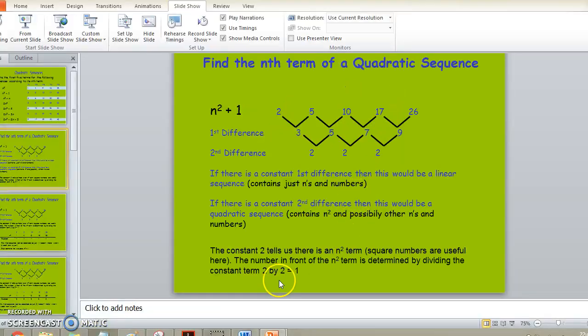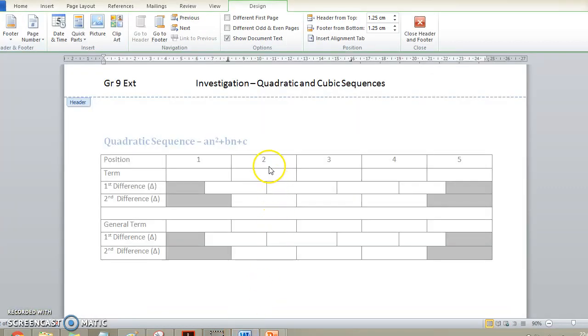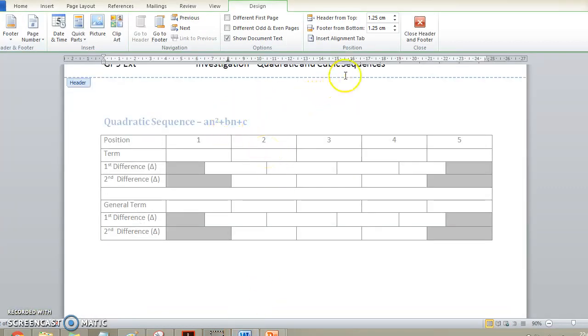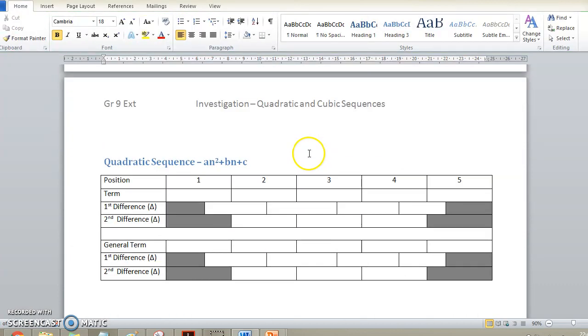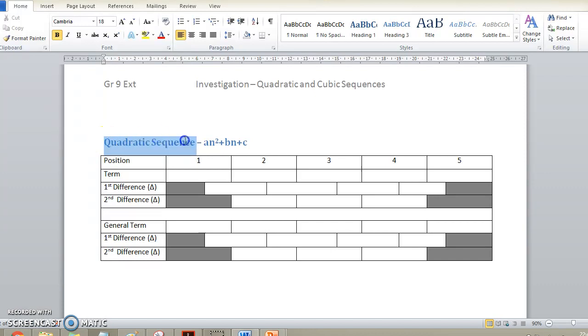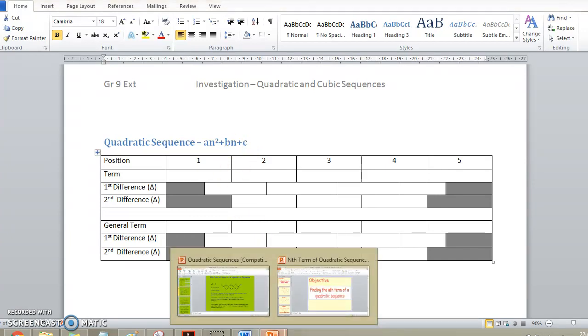Now, the general term of a quadratic sequence is written as something like this: an square plus bn plus c. So when we have to find the nth term of a quadratic sequence, we need to find what a is, what b is, and what c is, corresponding to the sequence that has been given to us. Alright, so let's take an example and see how we go about it.